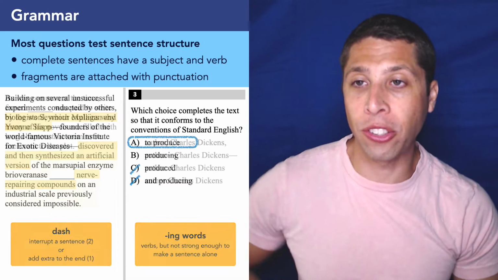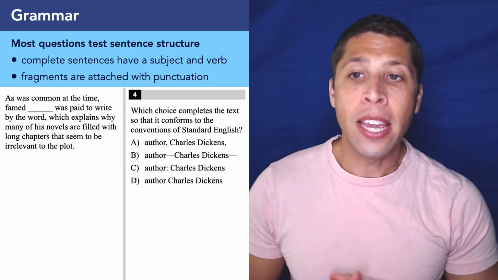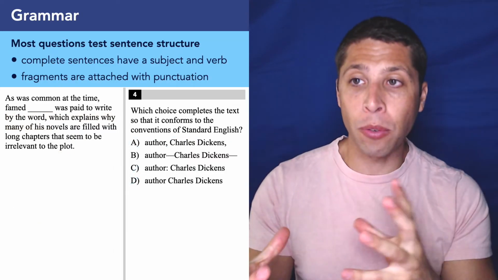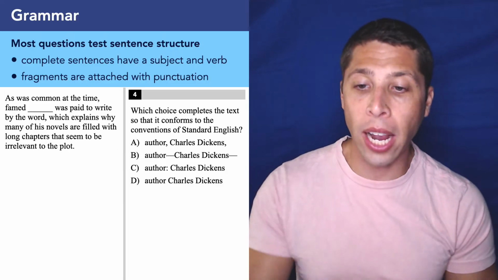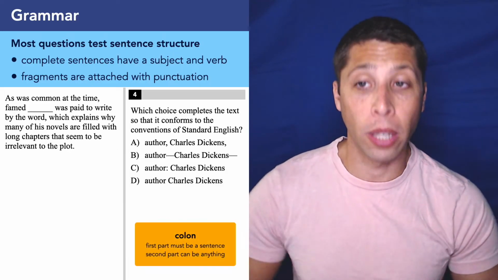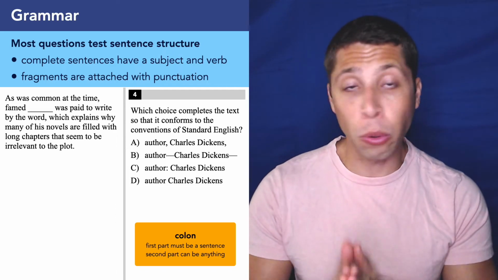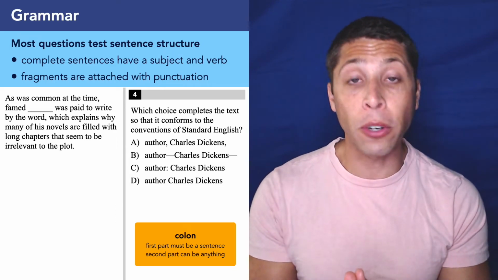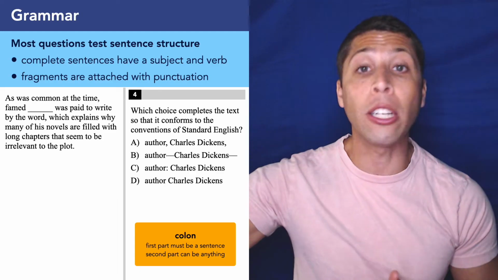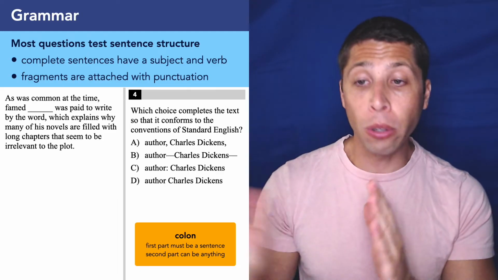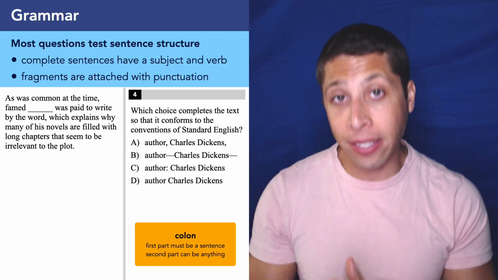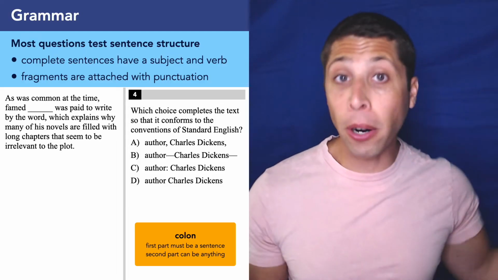Let's do one more question as quickly as we can. Here we have a bunch of different ways of breaking this Charles Dickens off from the rest. But the first thing I notice is choice C, where we have a colon. Okay, colons have very set rules, kind of like semicolons. We should go to those first because if they break that rule, we can quickly cross out that choice. For our purposes here, the first part before the colon must be a complete sentence that could stand on its own. The second part can be anything.